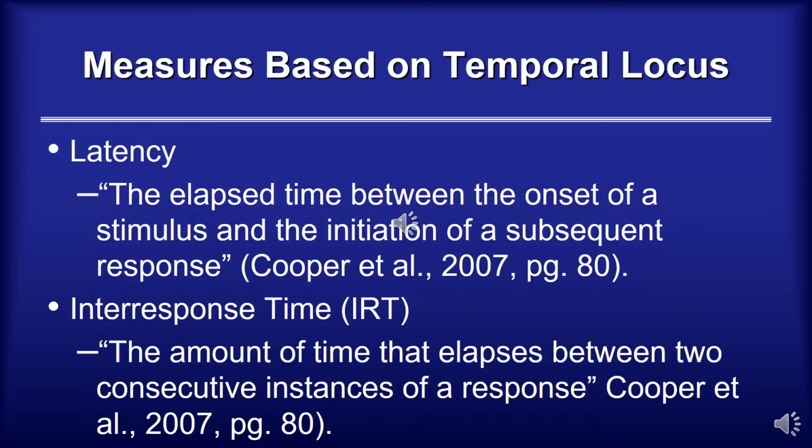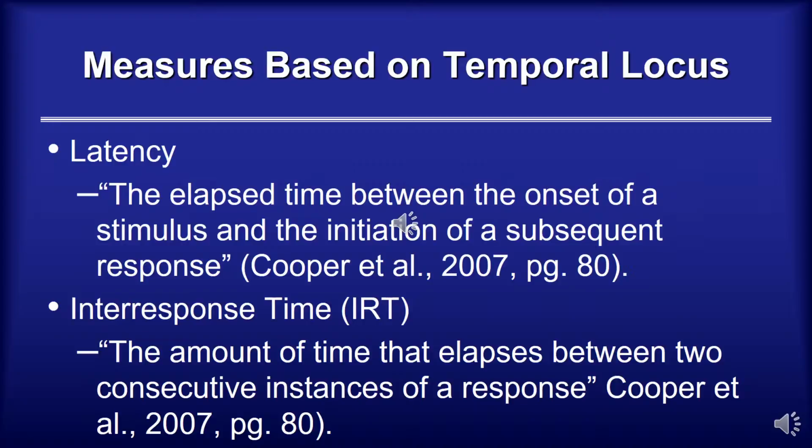These are measures based on the dimensional quality of temporal locus. Note that in the case of these measures, you'll be measuring a duration of time, but the duration of time between events rather than the duration of a behavior itself. For latency, you're assessing the length of time between the occurrence of an environmental event, for example, a teacher asking a question, and the occurrence of the target behavior, for example, the student answering the question.